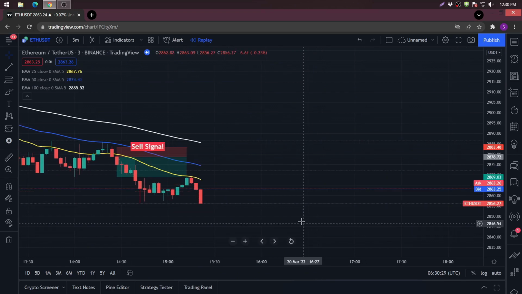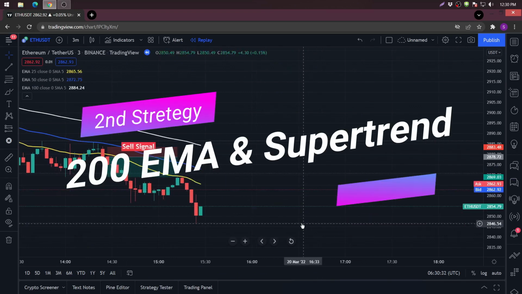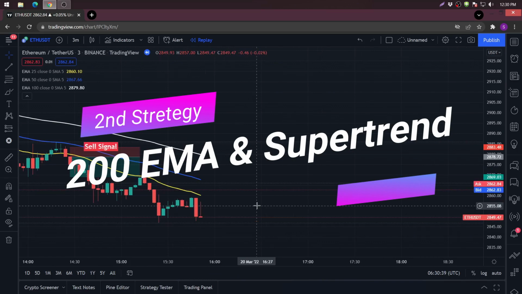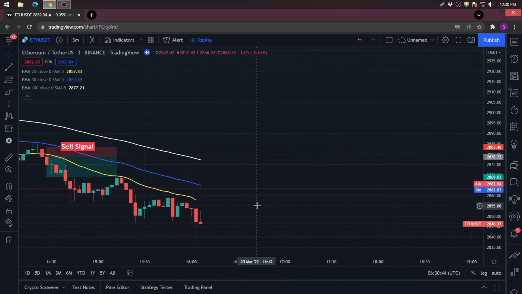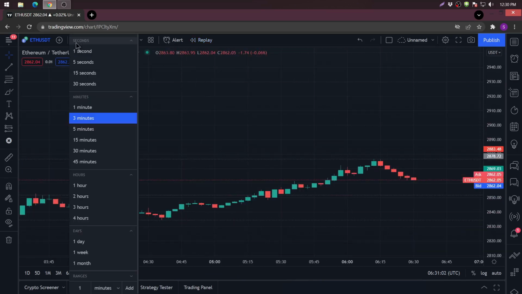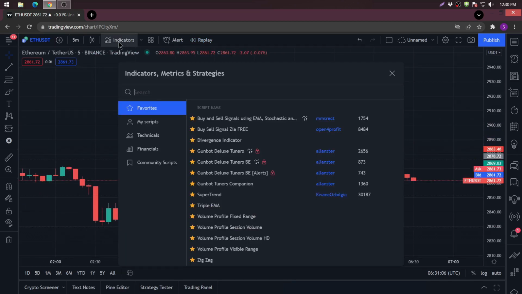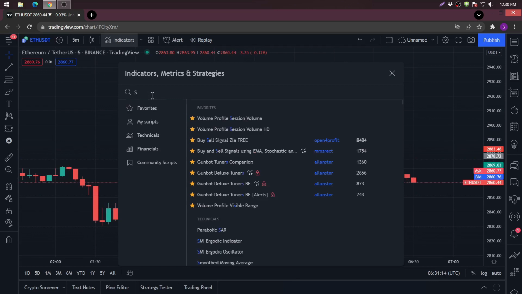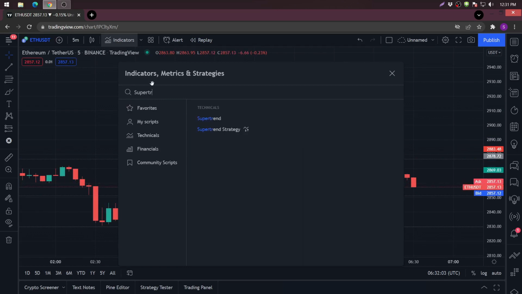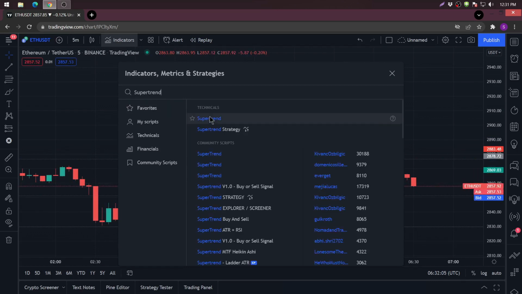So now let's go with the second scalping strategy, with the 200 EMA and the Supertrend indicator. First I use the 5 minute time frame, and from indicators I want to use the Supertrend indicator. So I simply write Supertrend here, and you can see this indicator is Supertrend. Right now 30,000 active traders use this indicator. I simply add this indicator to my chart.